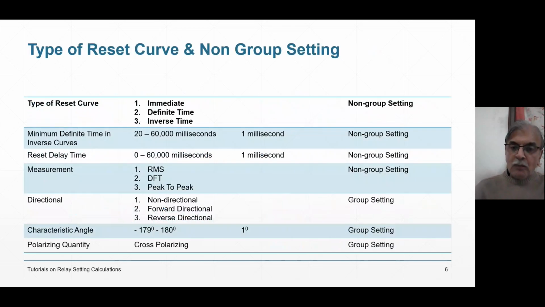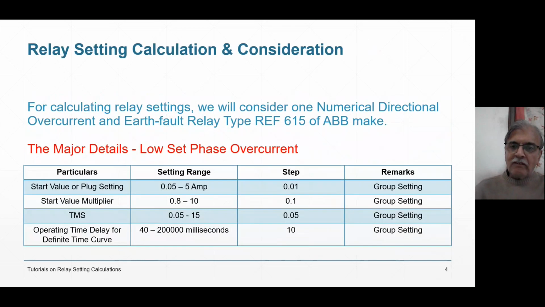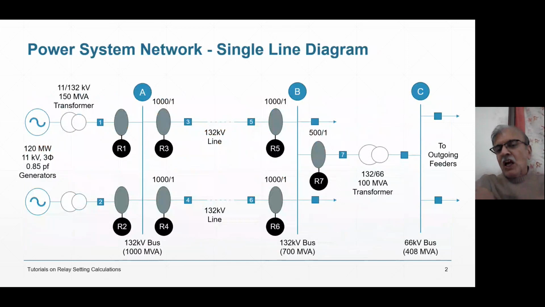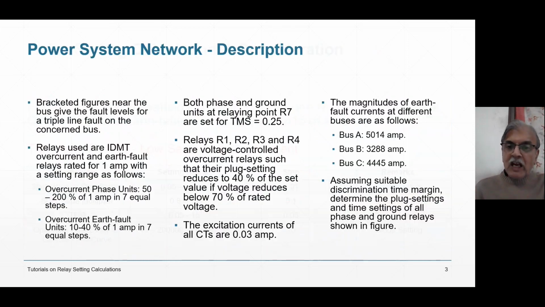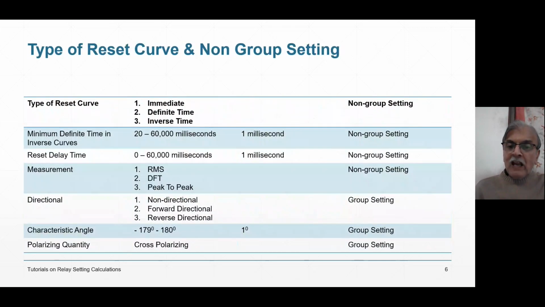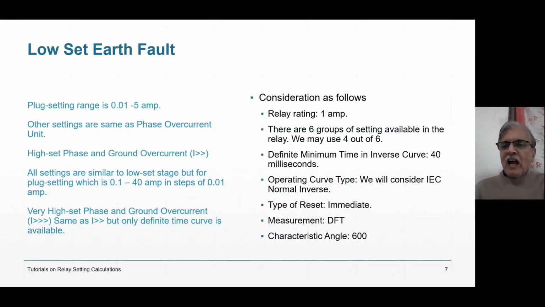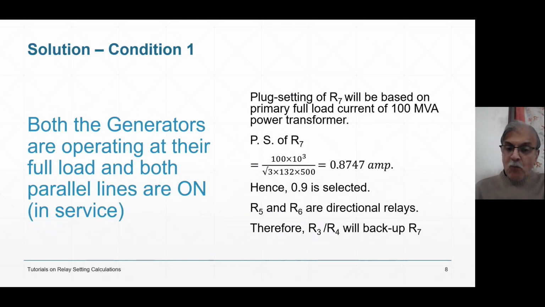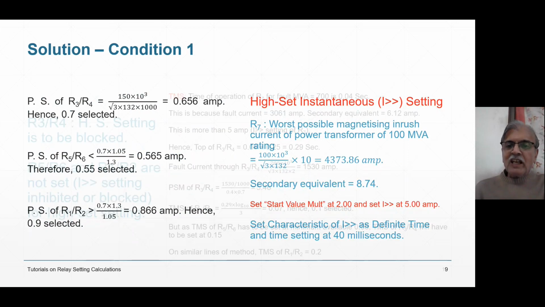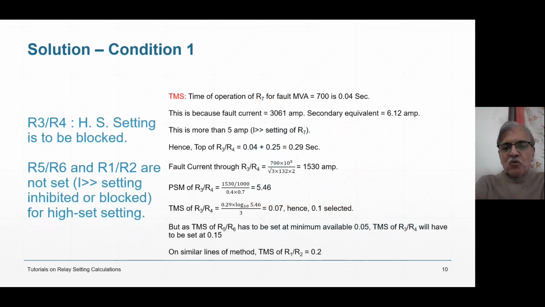They will not maloperate because R5 and R6 are directional. Normal load current, R5, R6 are not operating, and therefore I am keeping the plug setting 0.55. And by doing so, I am being able to make the relay more sensitive, right? So that is what I can easily do.